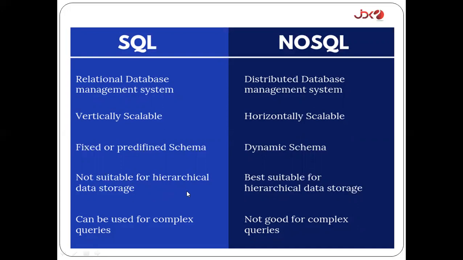SQL is not suitable for horizontal data storage, and NoSQL is best for horizontal data storage. SQL stores data in a structured way and can be used for complex queries. You can use joins to access more tables at a time. NoSQL is not good for complex queries, but it's easy to access the data in one document or two documents.